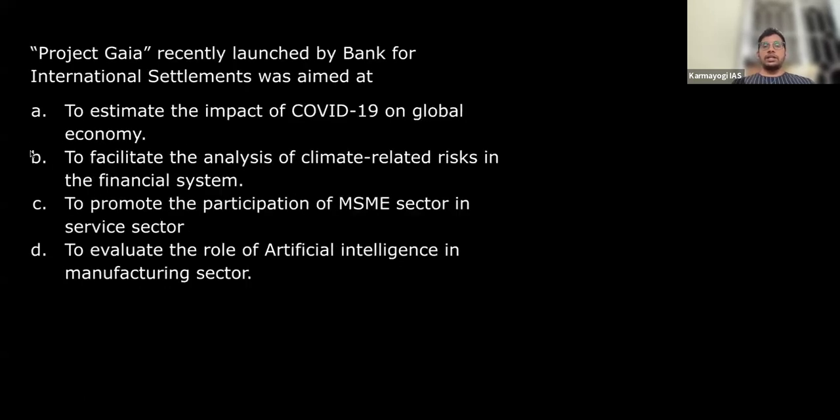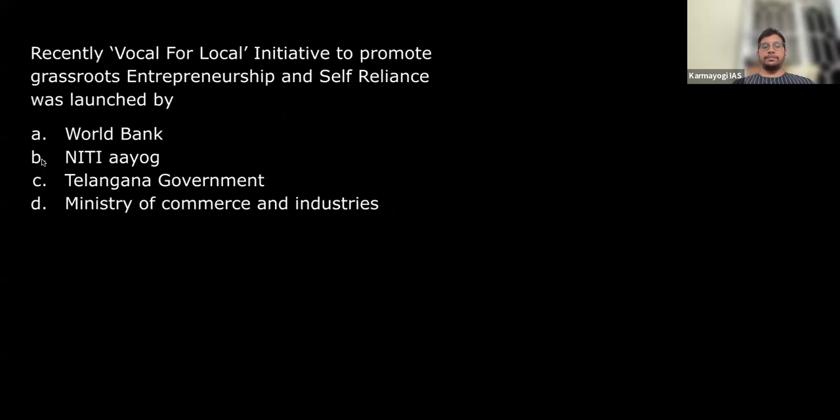Project Gaia, recently seen in the news, launched by the Bank for International Settlements, was aiming at. So this is a very direct fact. You can read the options, pause, and then answer. The answer is B, to facilitate the analysis of climate-related risks in the financial system. So the answer is B, which is a direct one, right?